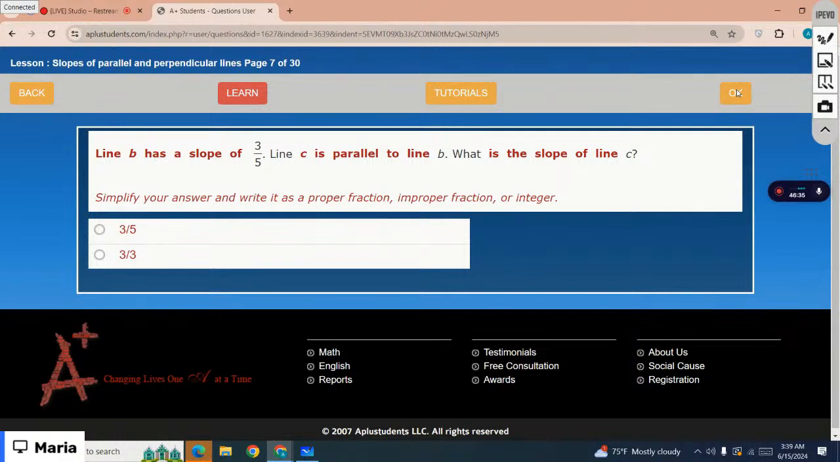Line B has a slope of 3 by 5. Line C is parallel to line B. What is the slope of line C? Which is the correct option? Because they are parallel lines, they have exactly the same slope. So the correct option is 3 by 5.